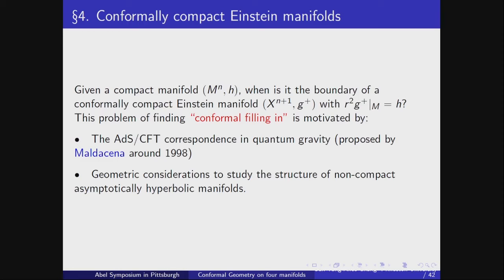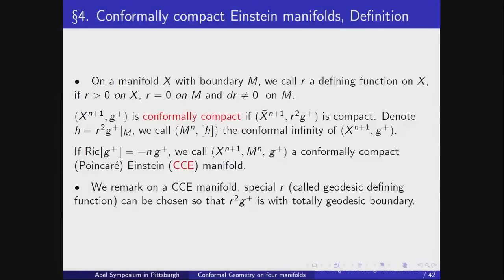There are lots of papers in this direction to study quantum gravity. It also comes up in geometry when one wants to study the structure of non-compact asymptotically hyperbolic manifolds. So what does that mean? On a manifold X with boundary M, first we have a defining function: a distance function r, positive on X, with r equal to 0 on the boundary, and dr not equal to 0 on M. We call it a defining function.